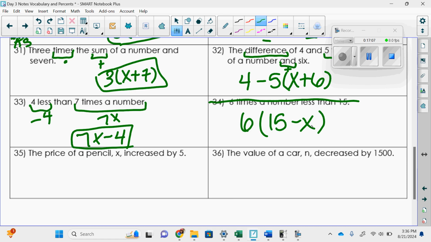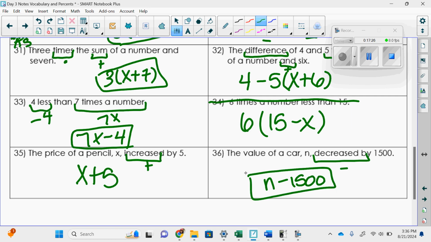35, the price of a pencil, X, increased by 5. So we have X plus 5, increased by, meaning addition. And finally, 36, the value of a car, N, decreased by 1,500. So decreased by means subtraction, and we can't pick any variable here. It chose the variable for us, so we get N minus 1,500.